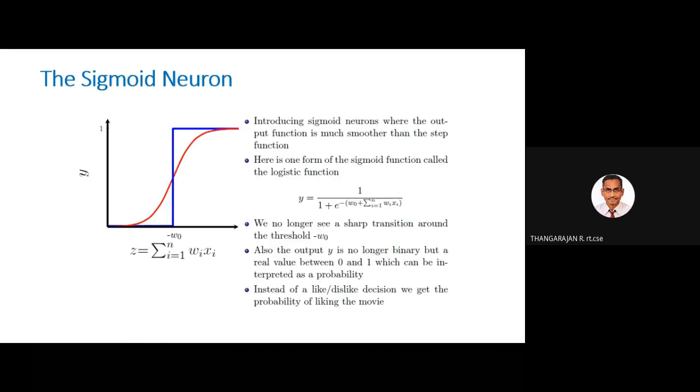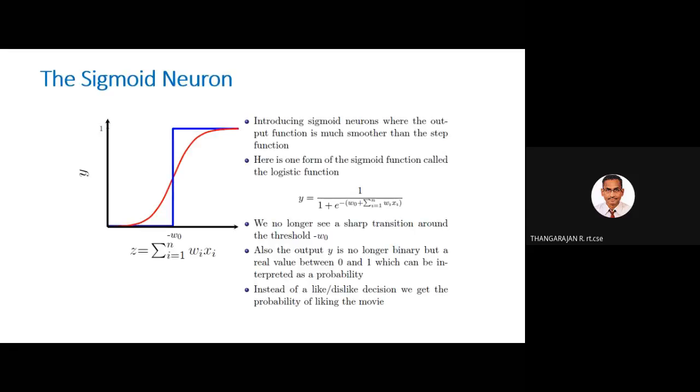When theta is equal to W0, at that point the value is half. Otherwise, on this side the value saturates to 1, and on this side the value saturates to 0. So this is actually a logistic function. The output is not now 1 or 0. Now the output is a smooth curve between 1 and 0. So it is something called a probability.